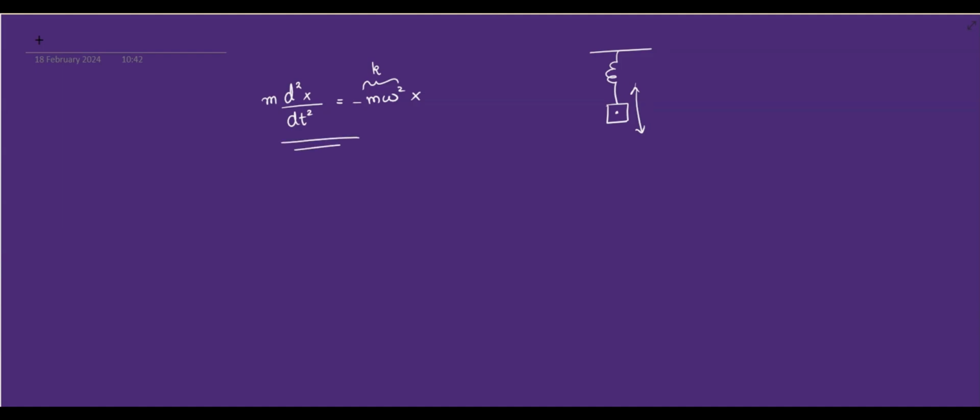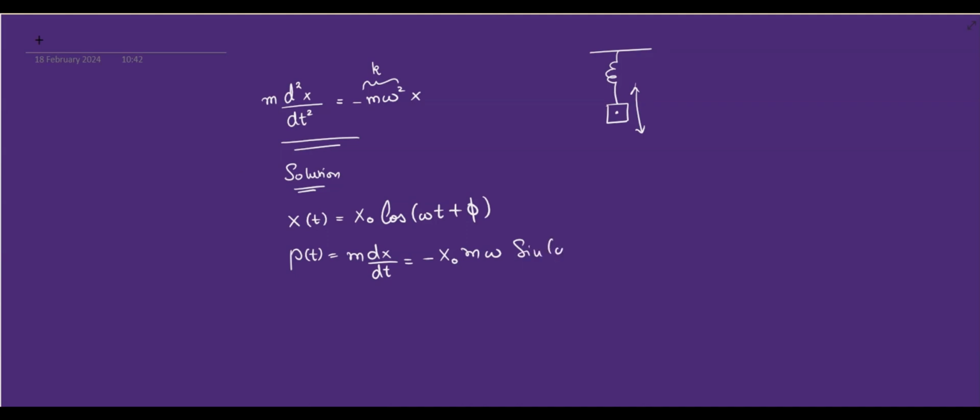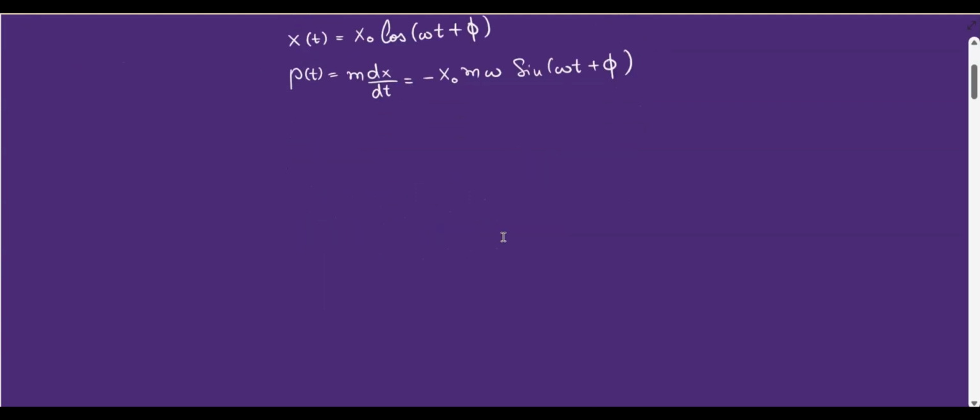Now, the solution to this equation of motion is given as x, which is dependent on time, which is x0 cos of omega t plus phi, and the momentum, which is given as mv, that is m dx by dt, is equal to minus x0 m omega sine of omega t plus phi, where phi is the phase at which it starts.